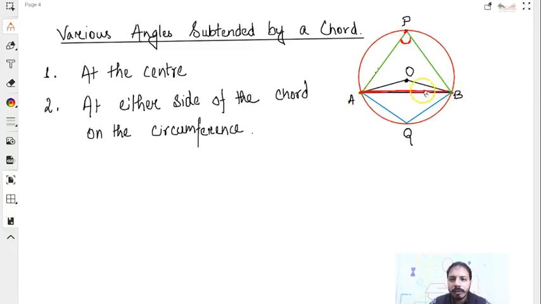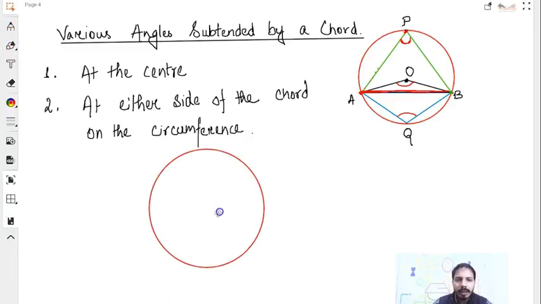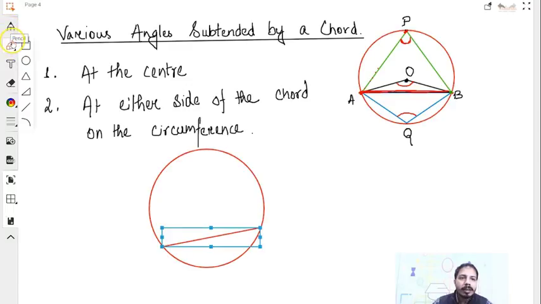APB. Similarly, this chord will subtend an angle AOB at the center. Similarly, it will subtend an angle AQB on the other side of the segment, right? So this is what is known as the angle subtended by a chord. Now one important thing you need to understand here is, whenever I have a chord, it can subtend two angles on the circle.